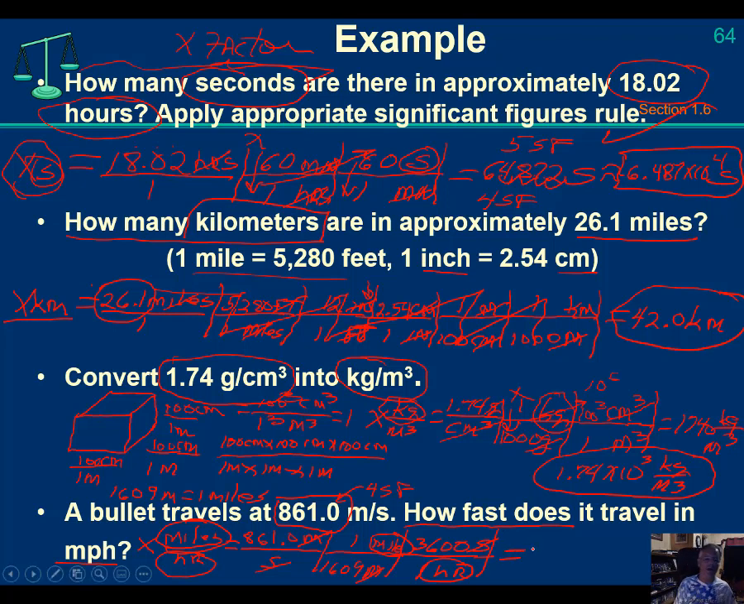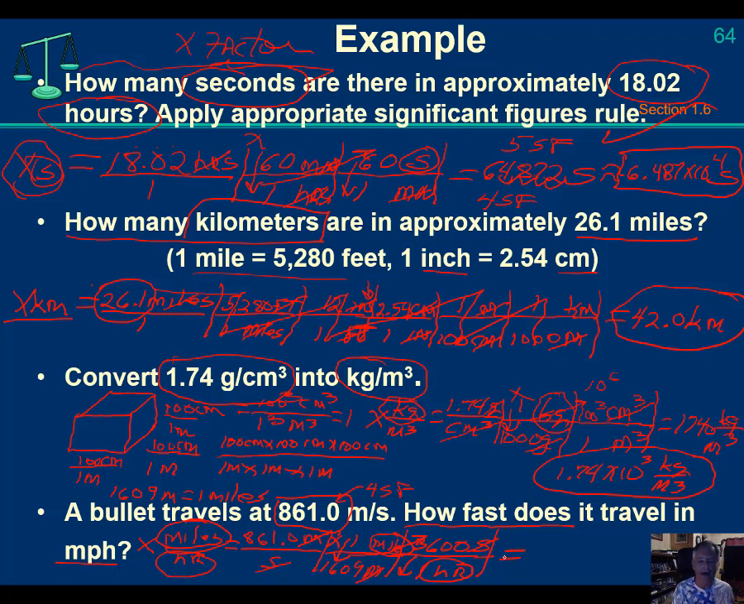And so now all I have to do is plug it in my calculator, and it goes like this. 861.0 times 1 divided by 1609 times 3,600 divided by 1 hour. And just plug it that way in your calculator. It'll work every time. It's a beautiful thing.